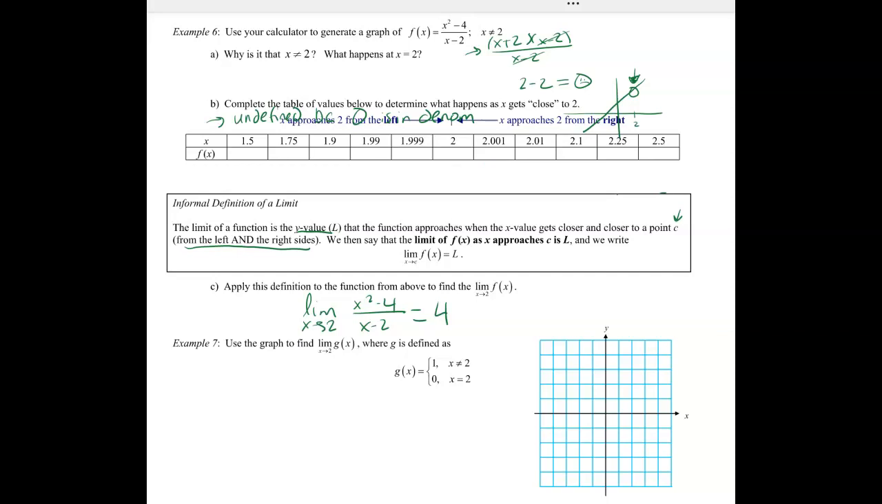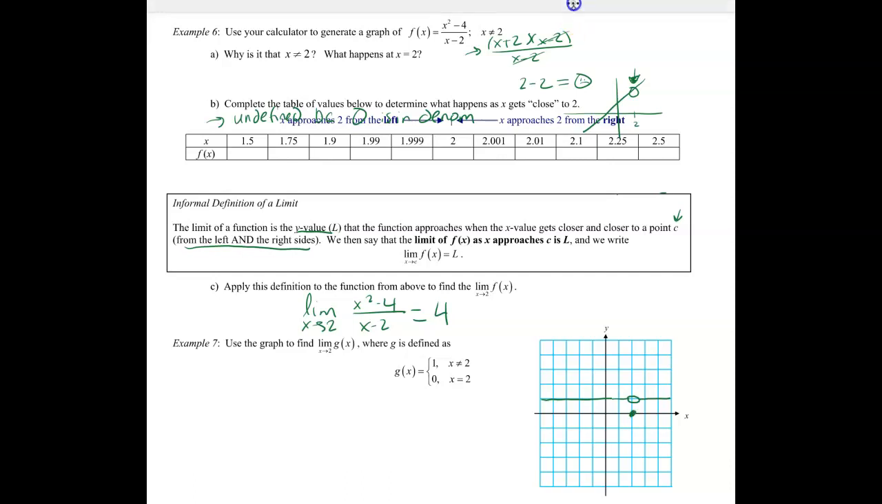Alright. Next one says use graph of the limit as x approaches 2 of g of x, where g is defined as this problem. So let's go graph this out. All the way at 2, and then I can't equal 2, so I'm just going to leave a little gap there. And then it says it's going to be 0 at 2, so I should have a point here.